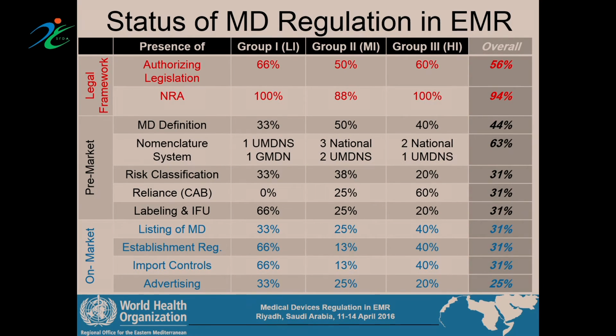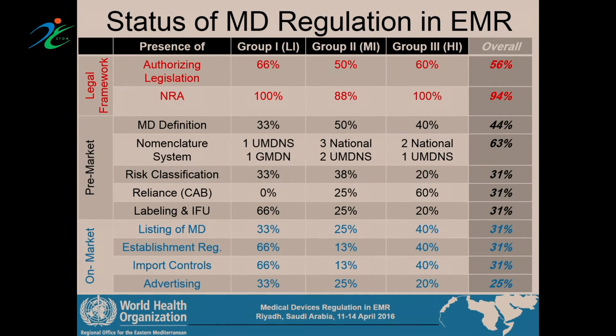And by nomenclature, we have two major systems: the Universal Medical Device Nomenclature System, the GMDN, Global Medical Device, or you can create your own as a nationally developed one. So do you have a national database, a barcode, a code for every device? The response is weak.